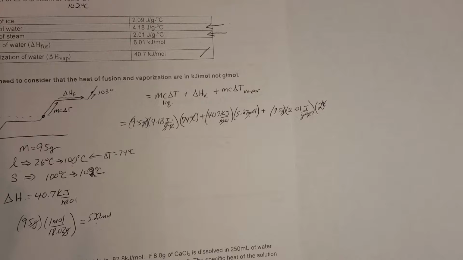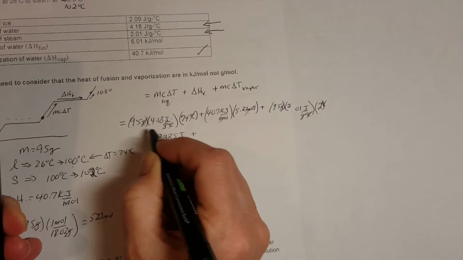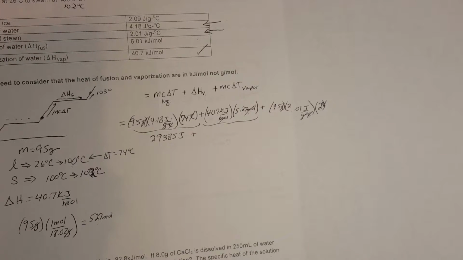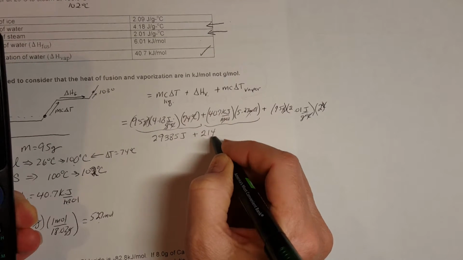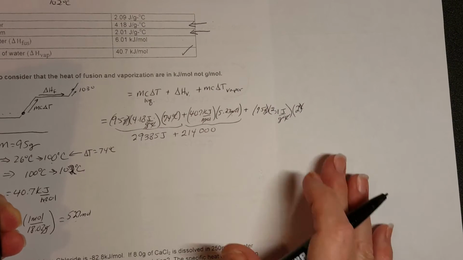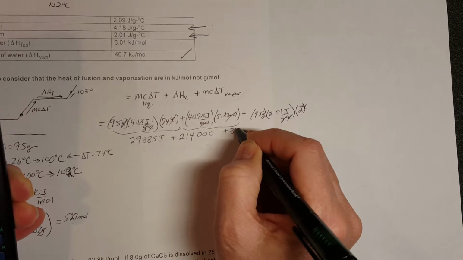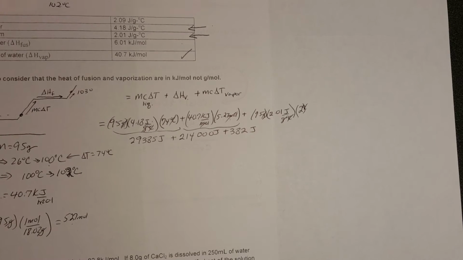So we have 95 times 4.18 times 74. This becomes 29,385 joules. Plus, that's what this one is. This one, 40.7 times 5.27, and we get 214 kilojoules. So I'm going to just add the zeros on now. And then for this one over here, we get 95 times 2.01 times 2, 382 joules.